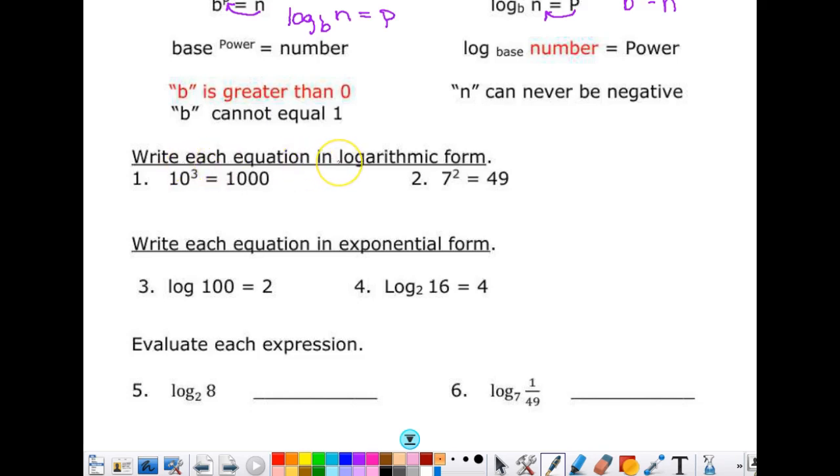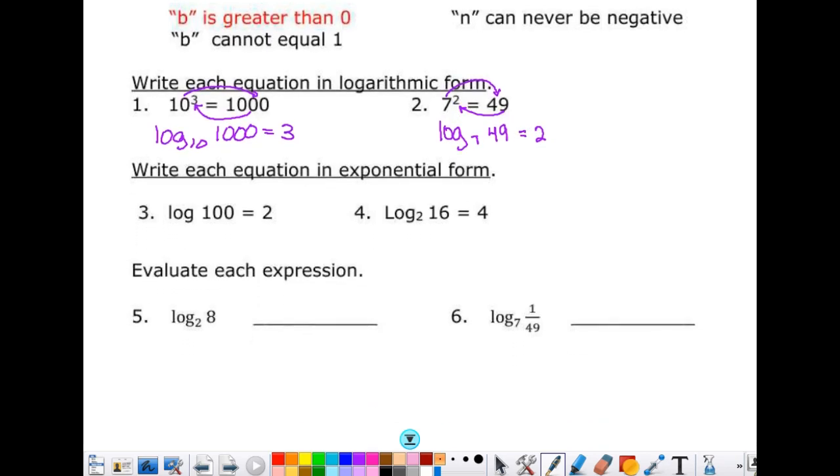It says write each equation in log form. So reading the directions sometimes helps you not go into panic mode. So 10, we're going to change this to a log. So log base 10, make sure you're writing that 10 down low and smaller, of 1,000 equals 3. 10, 1,000, and then back to the 3. So log base, what? 7, good, of 49 equals 2.